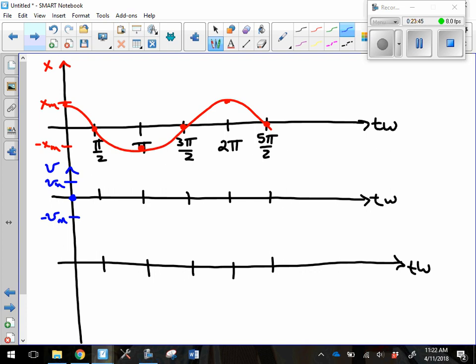If we let omega t be pi over 2, so this is the sine of pi over 2, what's v of t going to be? Remember this. What's v? What's the sine of pi over 2? 1. It's going to be negative Vm.